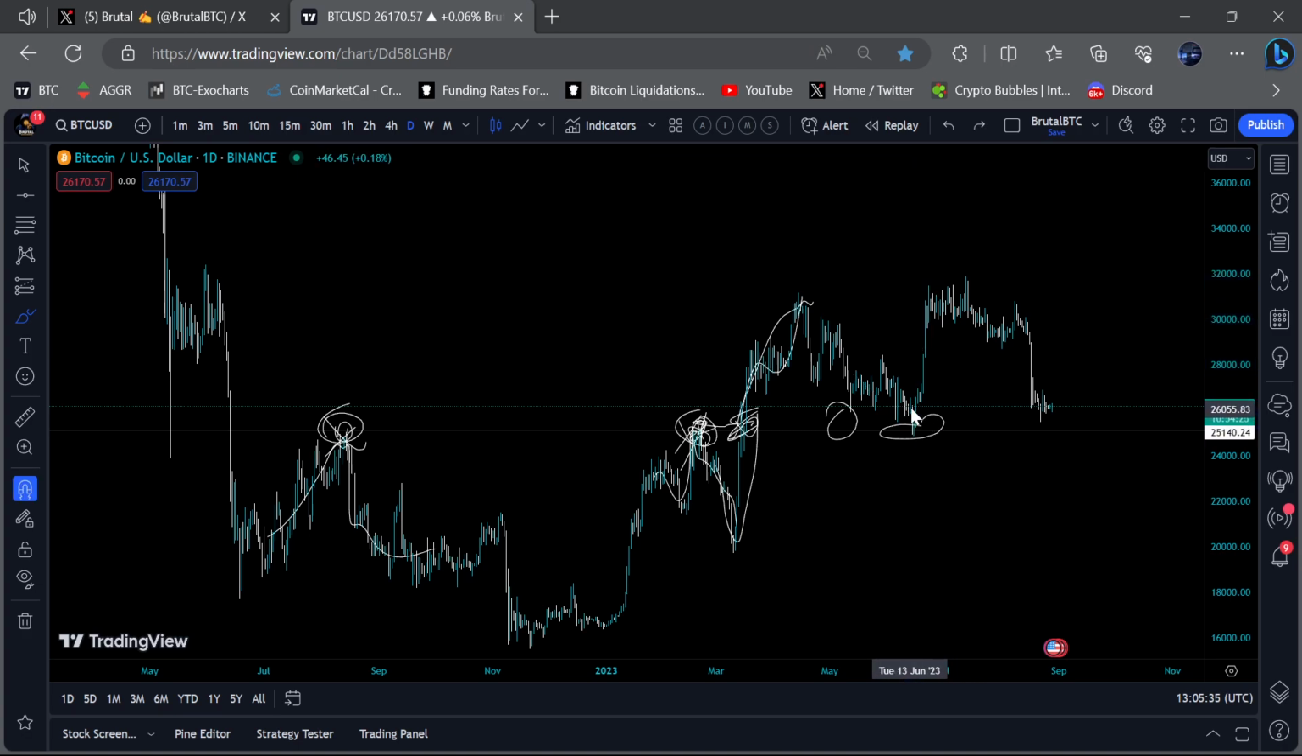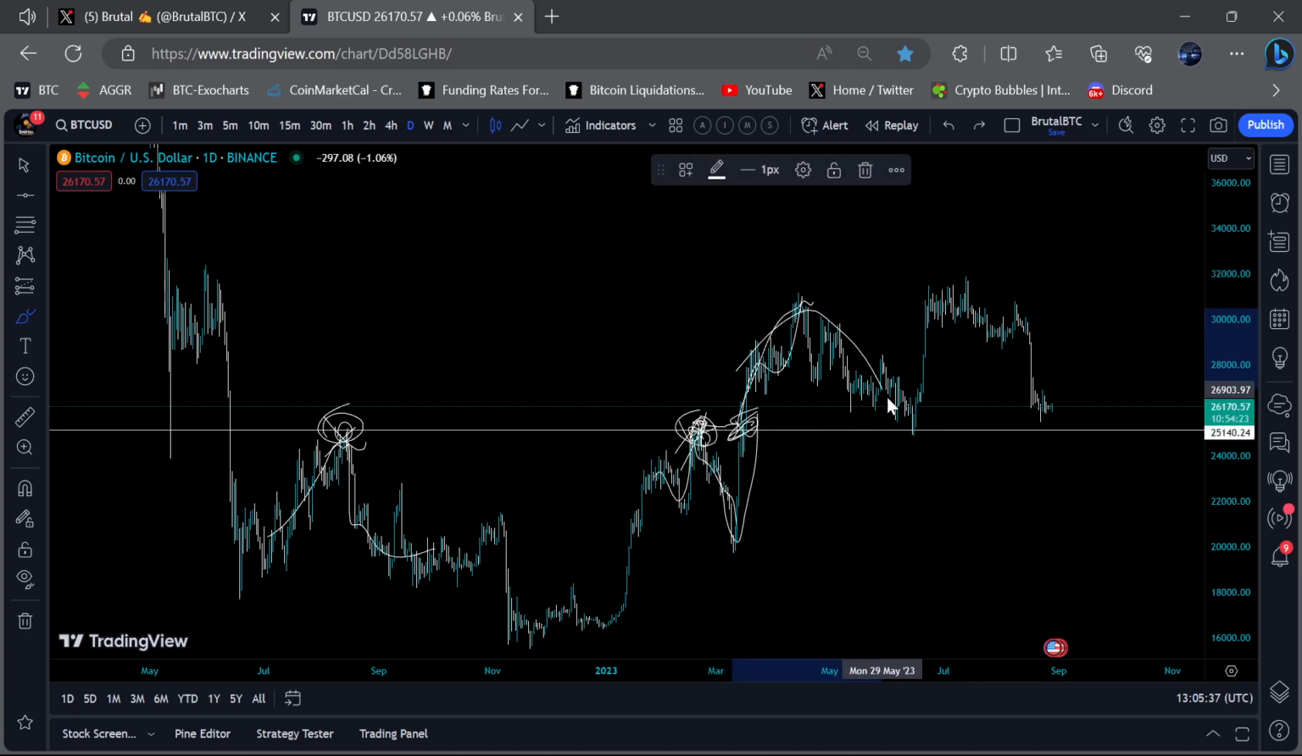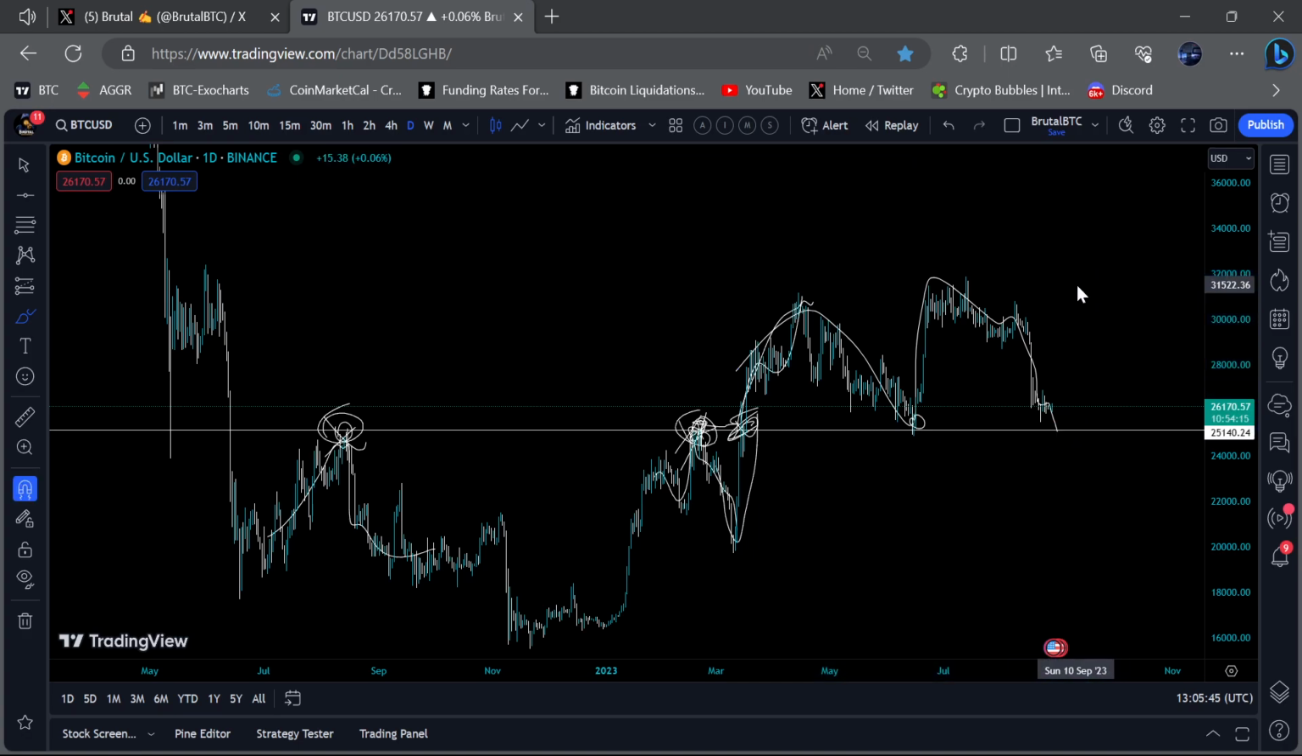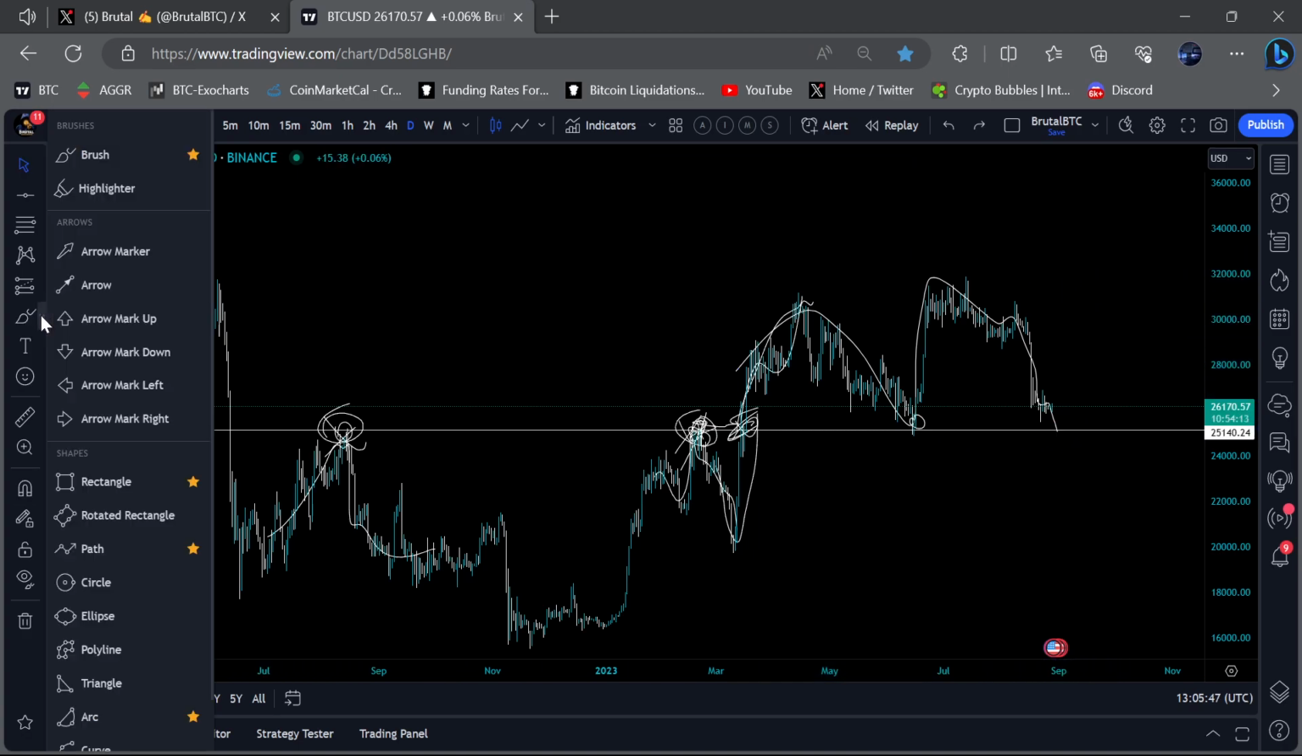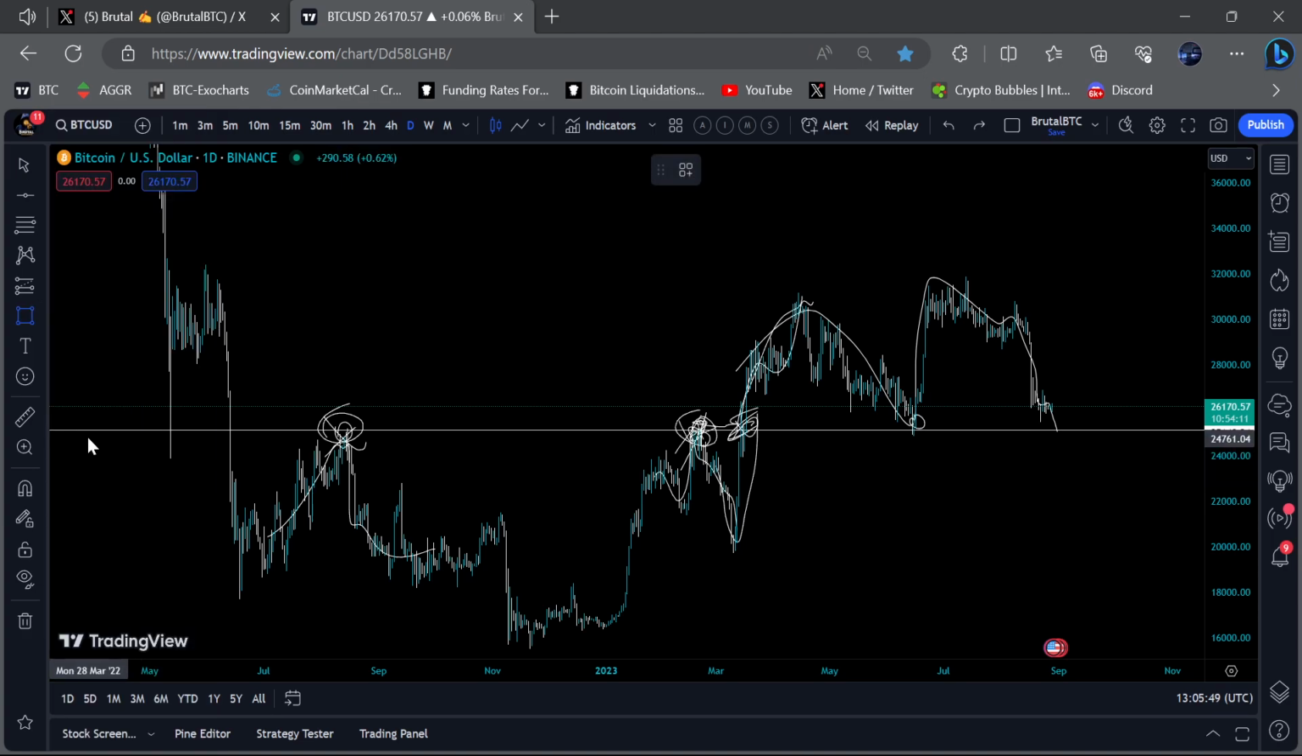When the price came back down, it touched this level and went up. Now once more the price will come down, will touch this level and will go up. So this is your basic level of trading.